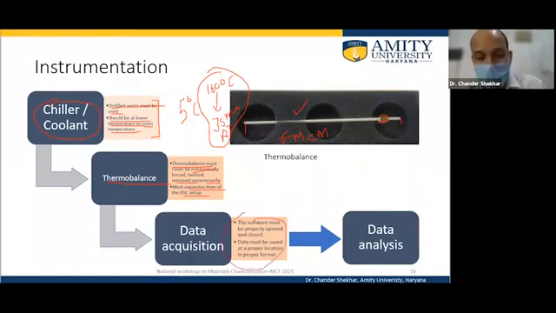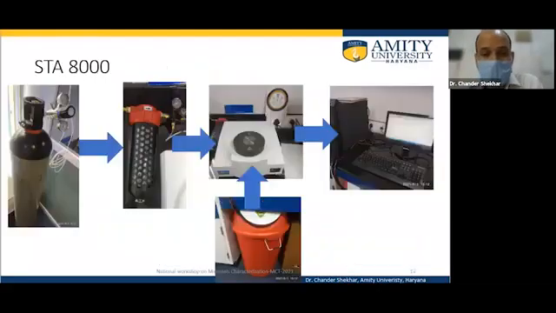Then of course there is data acquisition and data analysis, which is done by the software. So this is what the instrument basically looks like. There's a purge gas, the nitrogen cylinder, and then it goes to a dehumidifier. Then this is the instrument, and then this is the chiller, and then it is interfaced with the PC, where the data acquisition and data analysis is done.